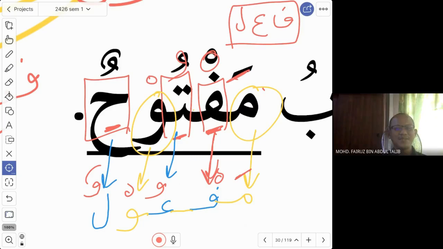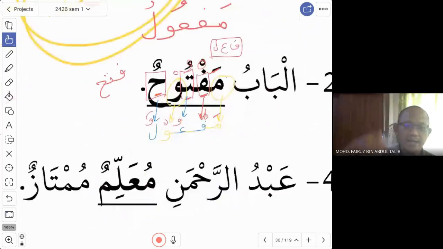So this is basically just to identify the wazan from a word. What is the wazan of this word? This is maf'ul. Okay, so this lesson is all about identifying the wazan. And later, once you know the wazan, you will be able to form words. And the benefit of this is for the later lesson.